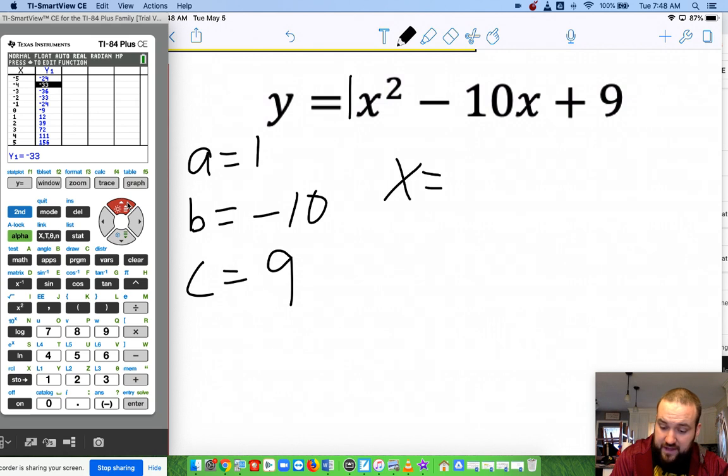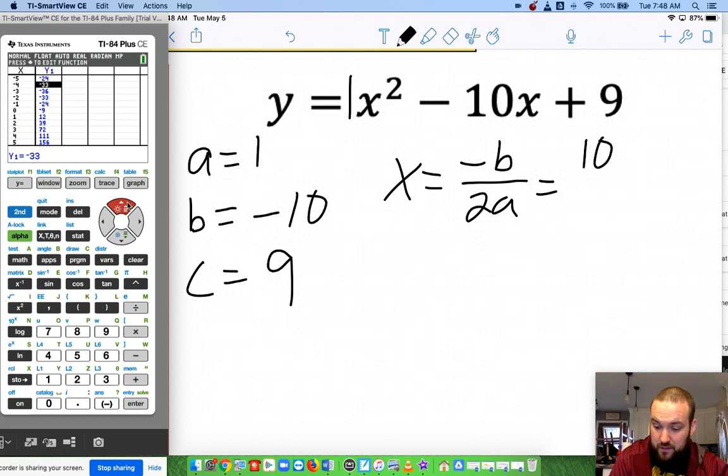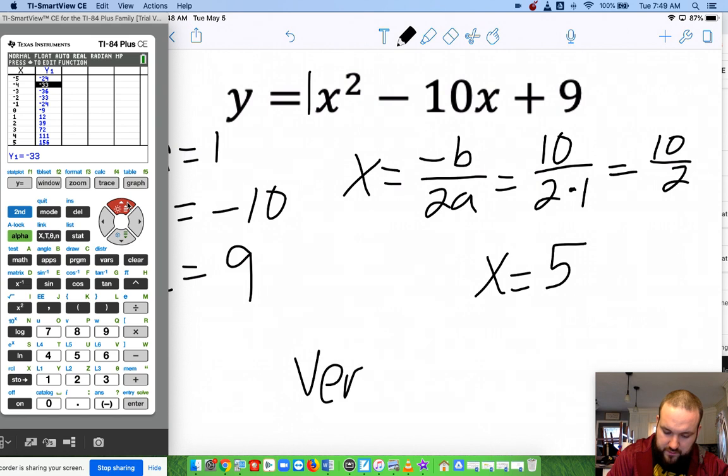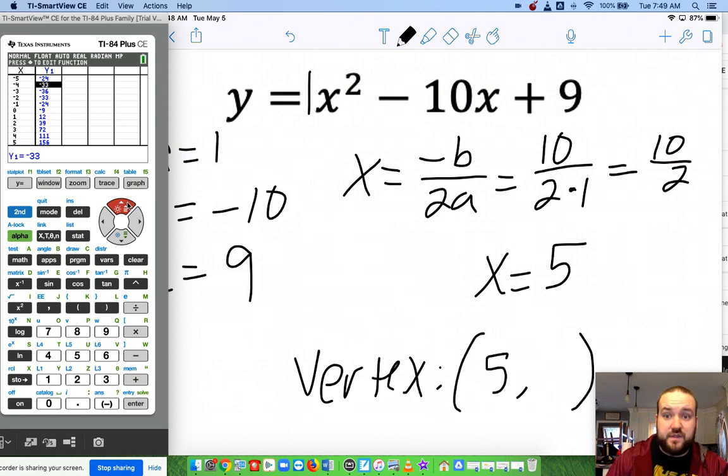So my x value of the vertex is the opposite of b. Well, negative 10, the opposite of negative 10 is positive 10. 2 times 1 is 2. And 10 divided by 2 is 5. So my vertex is going to be at 5 comma something.